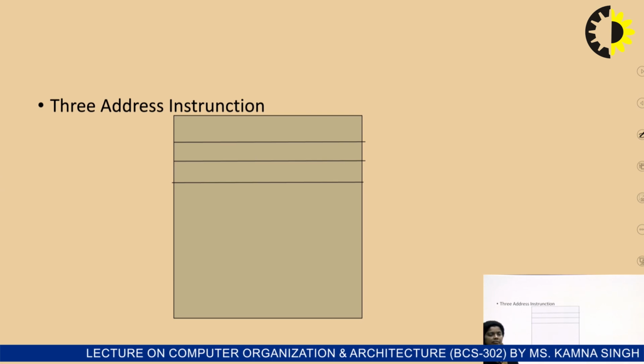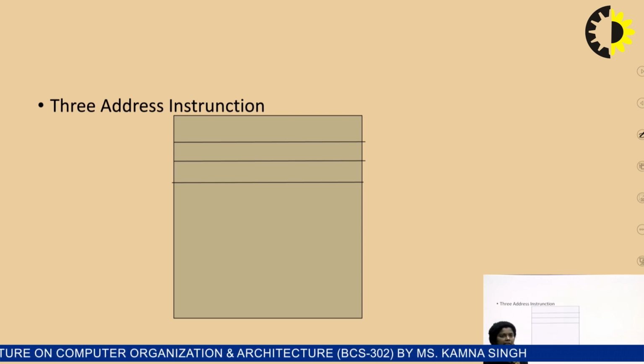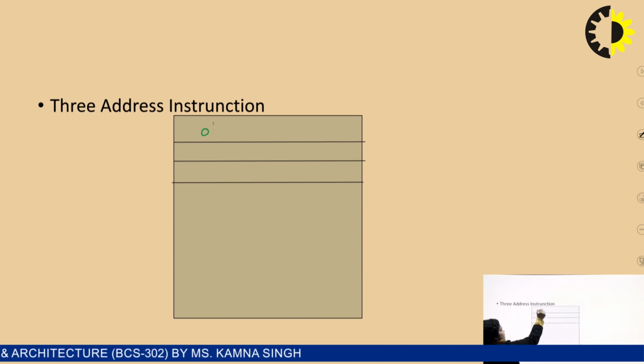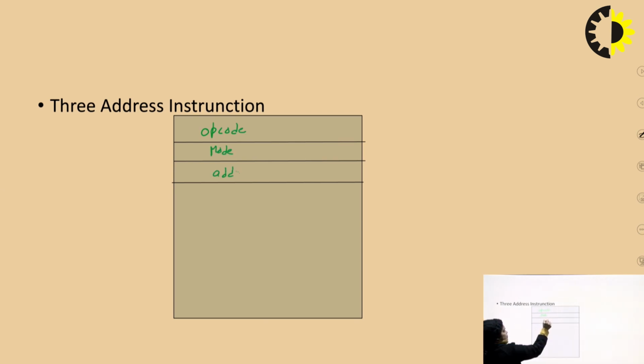In the three address instruction, that is simple, because we have three address fields and there are three memory locations. You can write opcode, mode and address, opcode, mode and address, and the locations will be 200, 201 and 202. Simple. It is just like having three students and three chairs to sit. So the three students will be sitting there.